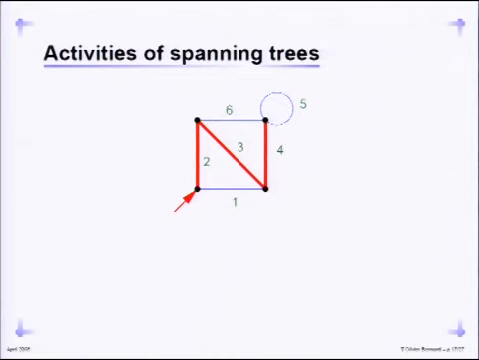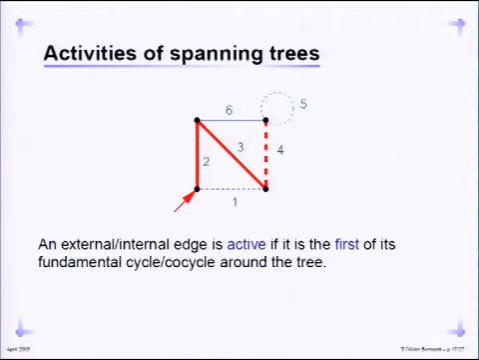Okay, and now I will call an edge active if it is the first of its fundamental cycle or cocycle around the tree. So for instance, 4, its cocycle is 4 and 6, and 4 is the minimal in its cocycle. So this edge is active. 5 is alone in its fundamental cycle, therefore it is active. 1 is the first in its fundamental cycle, which is 1, 2, 3, therefore it is active, and the other edges are not active.